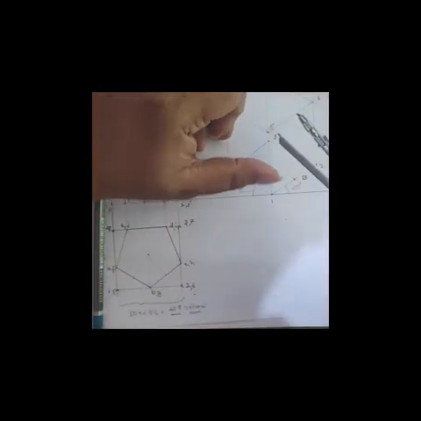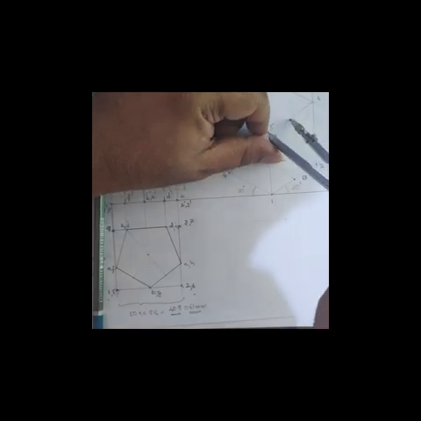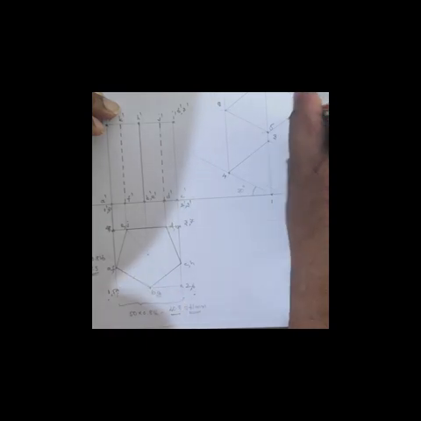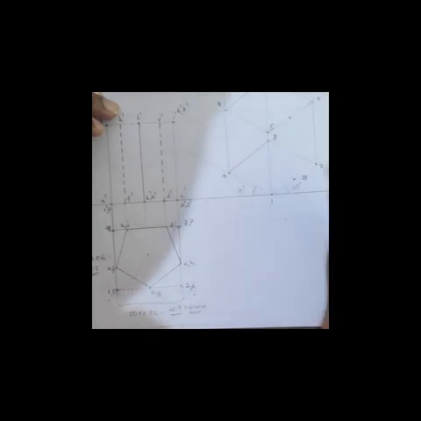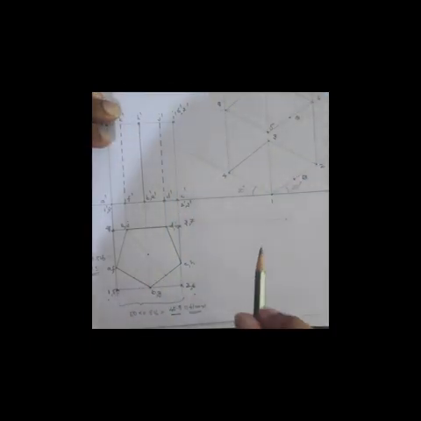Similarly, you can mark point G. Point G is the midpoint of the top edge 5, 6. So, keeping the same distance in your compass and intersecting here, mark the point here, that is point capital G.